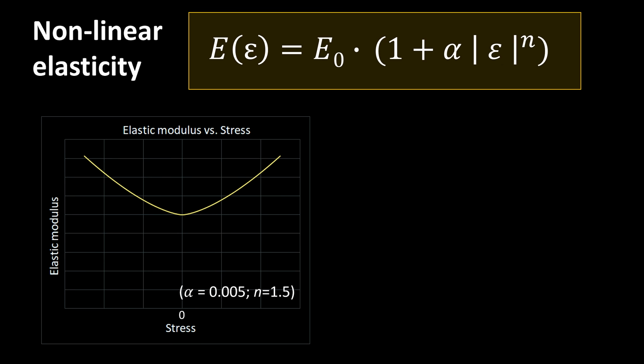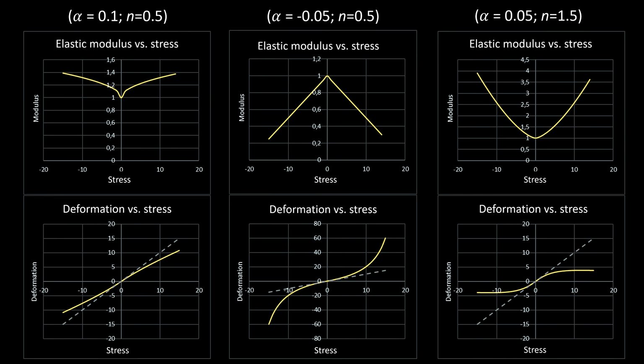Now, using this formula, we can describe many different types of nonlinearity by varying the values of alpha and n. And to illustrate how the values of alpha and n can influence nonlinearity, I'm showing you just a few random examples of how modulus and deformation are related for different values of alpha and n.